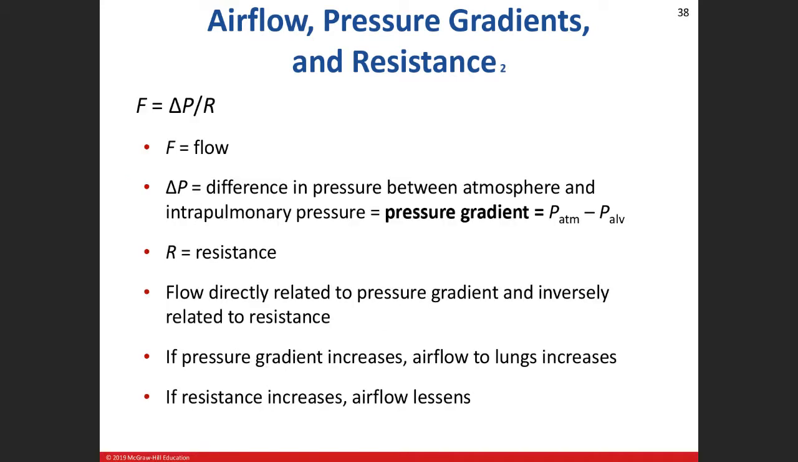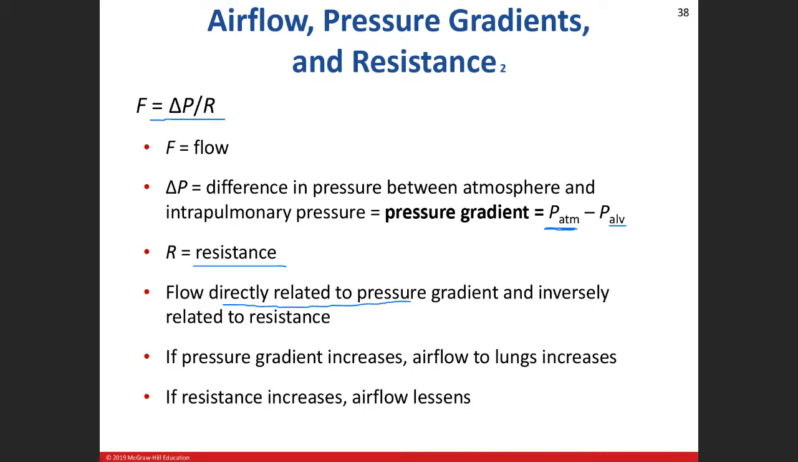So airflow, here's a nice equation for you. Remember this one: airflow is delta P over R. F is flow, and delta P, the delta sign, means a change, a difference. We take the pressure gradient: our atmospheric pressure is going to be constant, 760 millimeters of mercury. It's not always constant, but for this class we're going to keep it constant unless otherwise notified. Then we subtract the intrapulmonary pressure, annotated by alveoli, and divide that difference by the resistance.